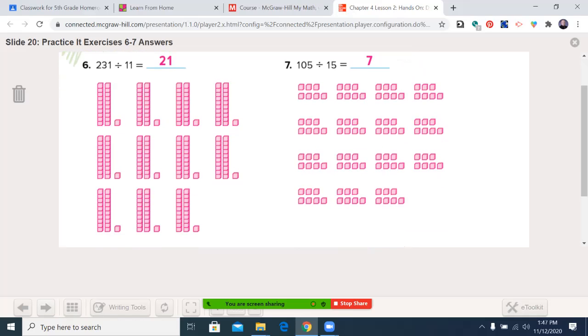First, 123 divided by 11. That gave us two groups of 10 in each. That meant there was one group of 10 left over, which we broke down into 10 ones, plus 1 1 gave us 11 ones. 11 divided by 11 is 1. We got 21. Over here, 105 divided by 15. We had to break it all into ones, so we had 15 groups of 7.